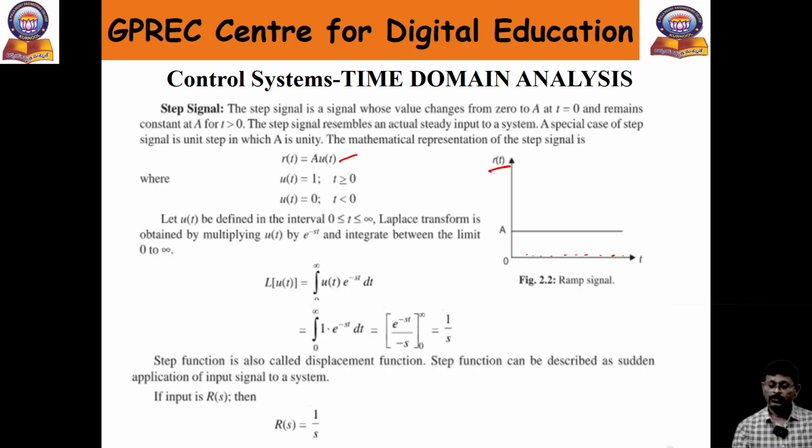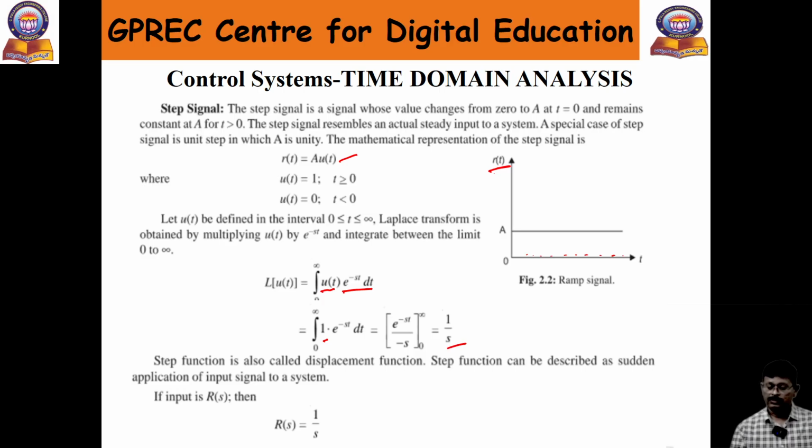So r of t equals A into u of t. What is the Laplace transform of the unit step u of t? Take L of u of t, which is the integral from 0 to infinity of u of t into e power minus st dt. You already know the Laplace transform definition. Since u of t is a constant value of 1, the integral is e power minus st over minus s. Substituting the lower and upper limits, you will get the value 1 by s. Clear?